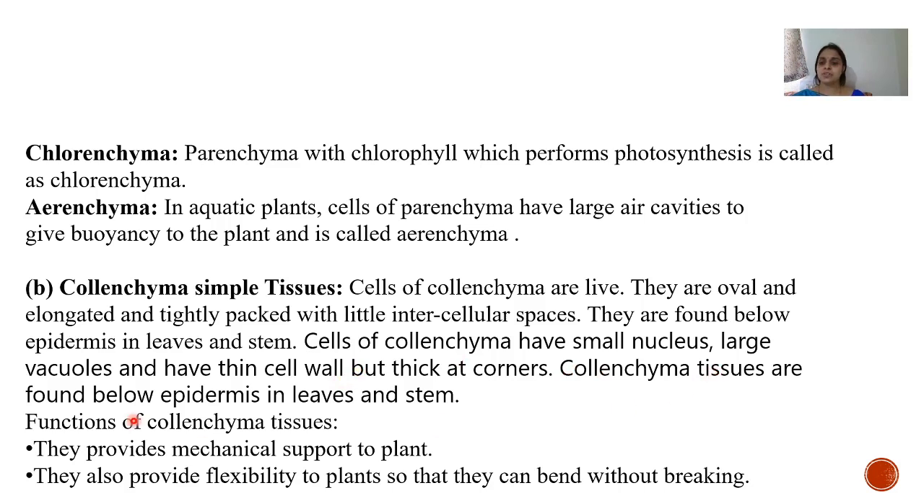Collenchyma tissues are found below the epidermis of leaves and stem. So it's a location again. Coming to functions, they provide mechanical support, and the flexibility of the plants is due to collenchyma. They can bend without breaking. It's because of this collenchyma.